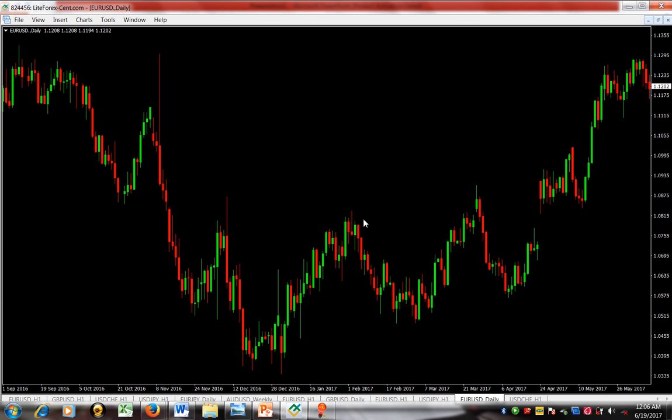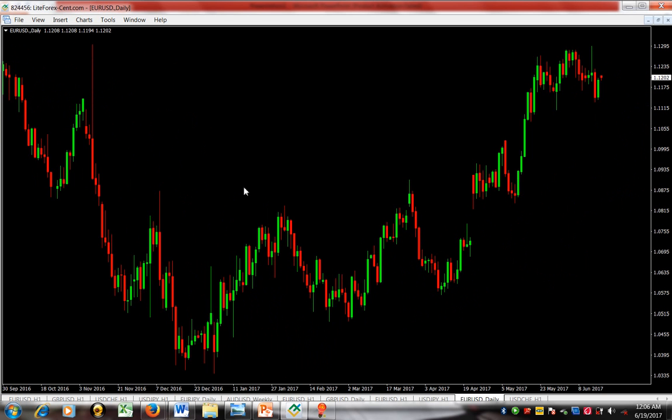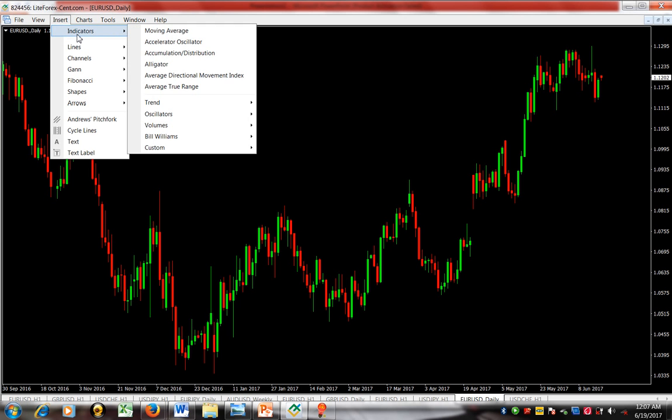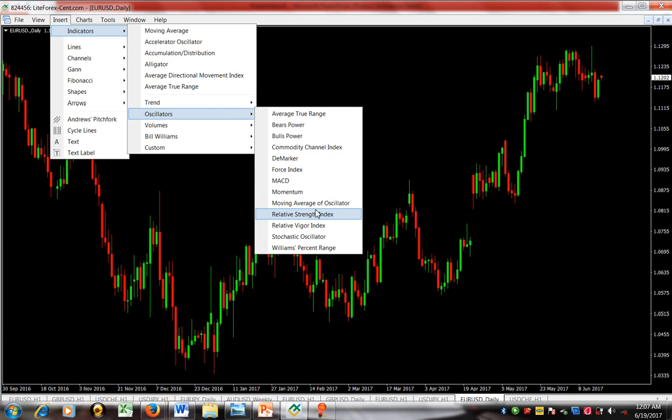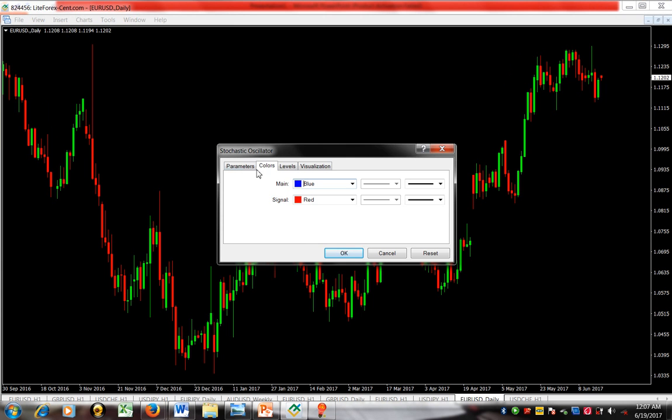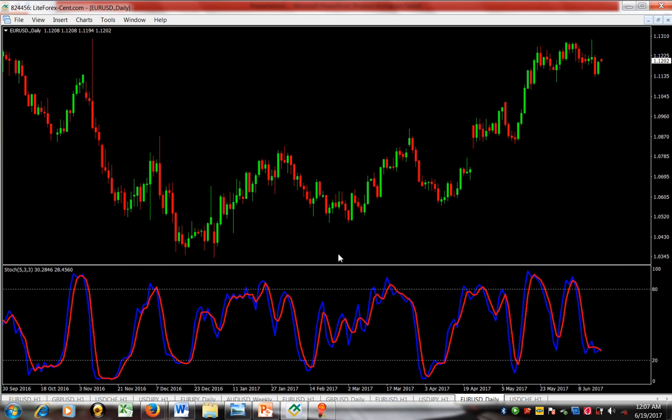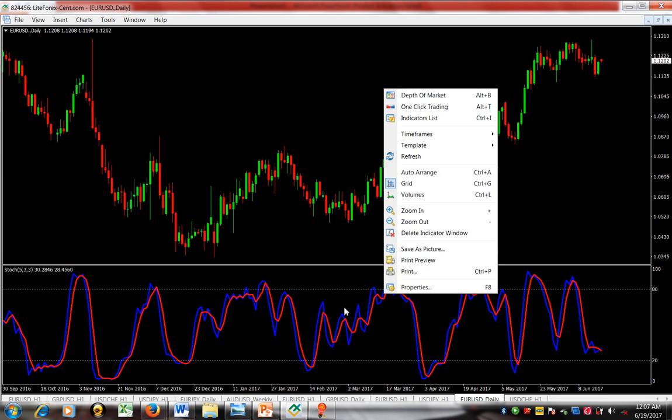So we are going to see how we can use stochastic indicators. Let us insert it here. We'll come here, pick indicators, then go to oscillator, and pick stochastic. That's the indicator. I always use default settings for any of my indicators. So this is the default setting of the parameters for stochastics.